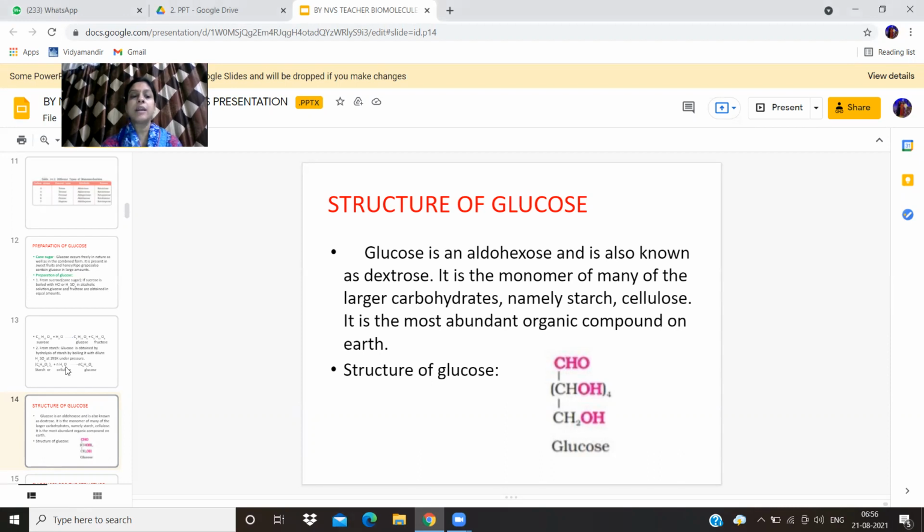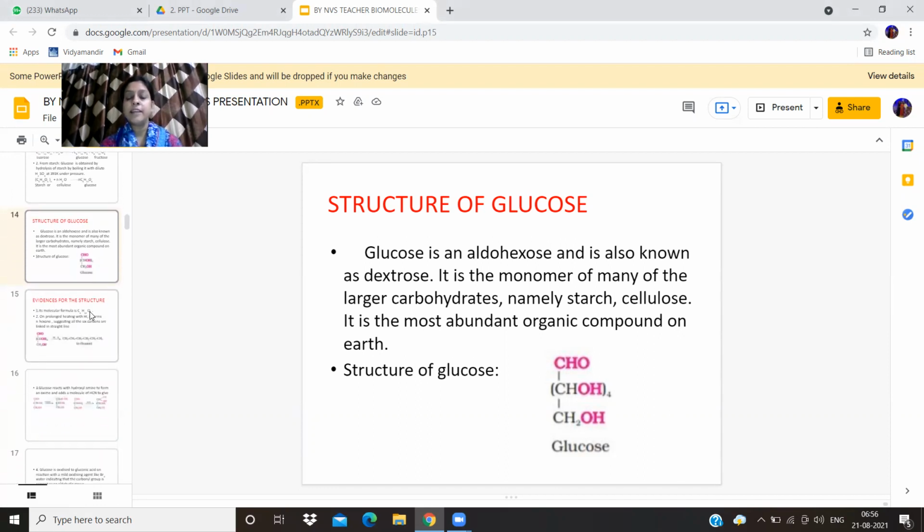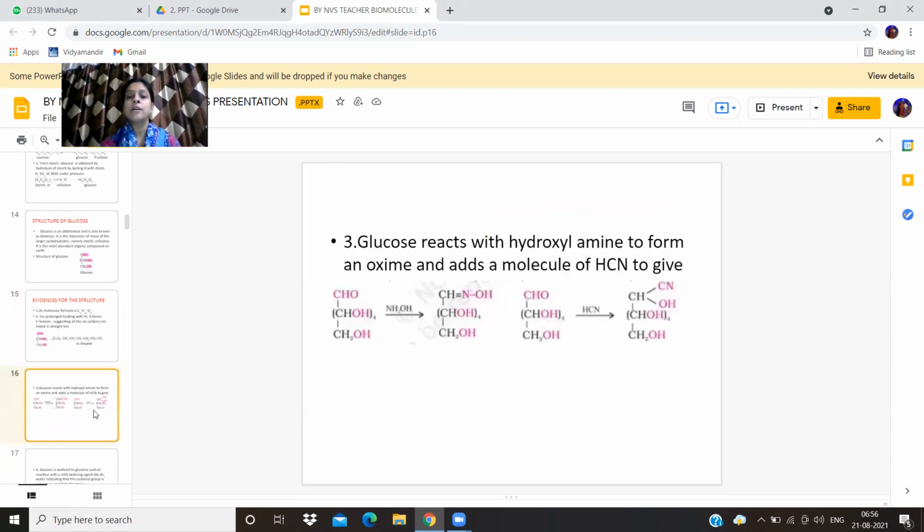Next आ जाता है हमारा, we are going to discuss the evidences for its structure. So अगर हम इसके molecular formula की बात करते हैं, then it is C6H12O6. And now we are going to discuss its open structure, which we have discussed. So on prolonged heating, if we heat it with HI, hydrogen iodide, then it gives normal hexane. As all of you can see here, 6 carbons are linked in a straight line. So from here we can say that it consists of 6 carbons.